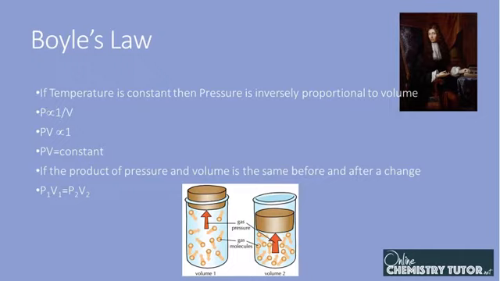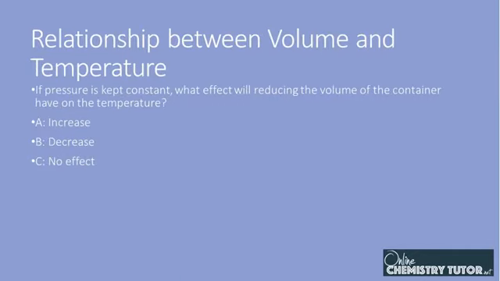That was the first gas law that came about. Hot on the heels of Boyle's law, next we consider the relationship between volume and temperature. So there's another question for you. This time we're keeping the gas pressure constant. What effect would reducing the volume of the container have on the temperature? So pressure is being kept constant. We are maintaining the same pressure.